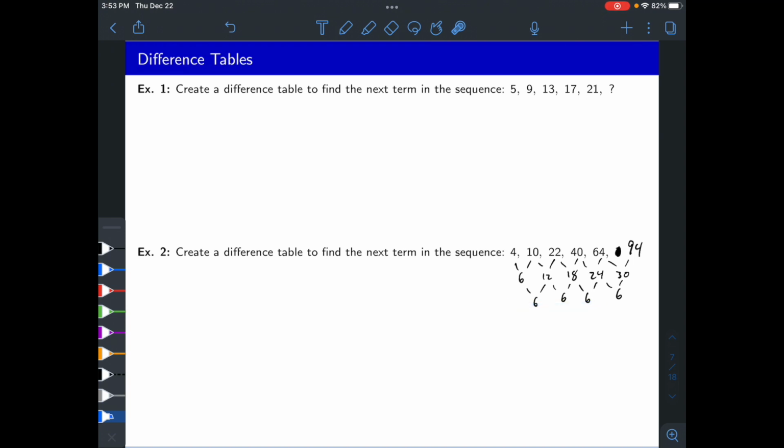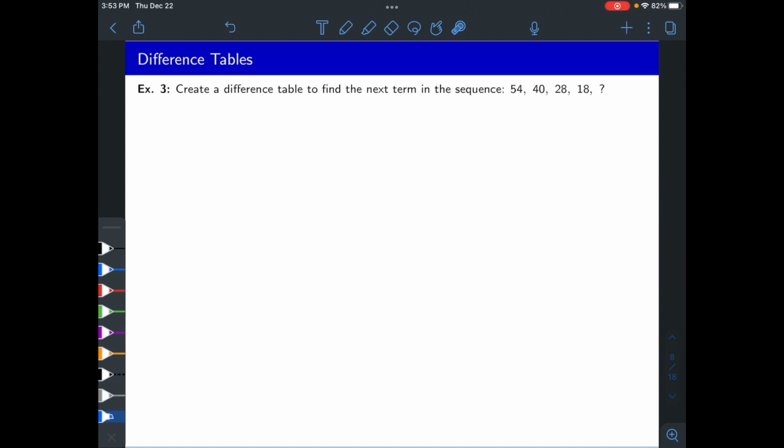And sometimes, maybe if you don't see the pattern in the second difference table, you could create a third difference table and so on. It's not guaranteed to always be a useful thing, but it does end up helping in certain situations. So I'll let you try the next two problems on your own. Create a difference table to find the next term in the sequence 54, 40, 28, 18. And then for the sequence 2, 4, 9, 19, 36. I'll give you a chance to pause the video, try the problems, and unpause whenever you're ready.